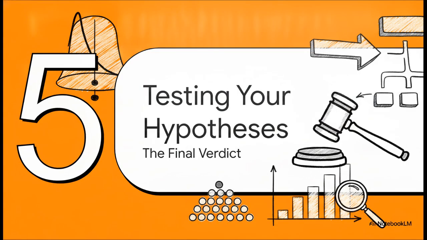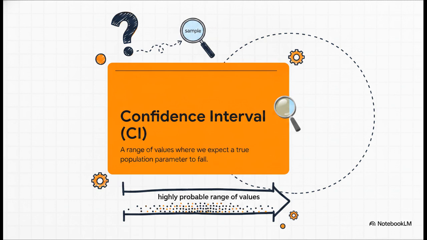Finally, we've arrived at section 5, testing your hypotheses. Because we can practically never be 100% certain in our detective work, since, remember, we're only looking at a sample, not the entire population, we don't just give a single guessed number. Instead, we use a confidence interval. Think of it kind of like drawing a geographical perimeter around the area where a suspect might be hiding. It provides a highly probable range of values where the true answer for the entire population actually lies. It's our way of mathematically quantifying our own uncertainty.